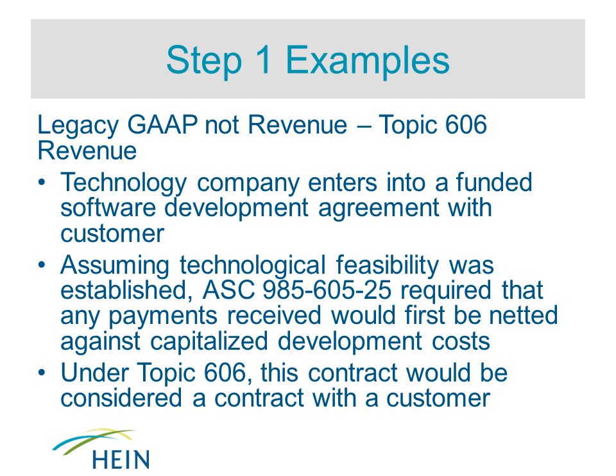Next is an example where under legacy GAAP, the item would not qualify as revenue, but under Topic 606, it does qualify as revenue. So in this example, again, with a technology company, there's a funded software development agreement with the customer. Assuming technological feasibility was established under ASC 985-605, any payments received first have to be netted against capitalized development costs. Whereas under Topic 606, this contract would be considered a contract with a customer, so likely all of the cash receipts on that would be recognized as revenue as opposed to a reduction in the capitalized development costs.